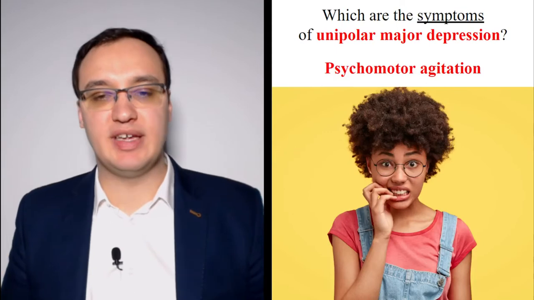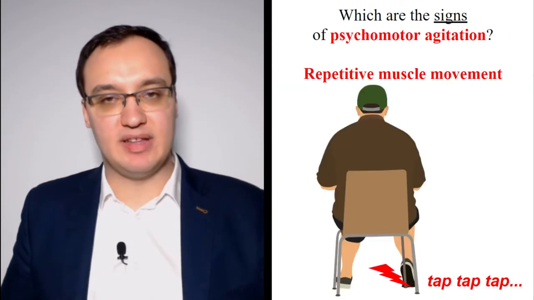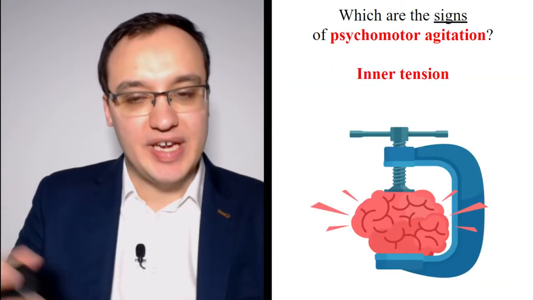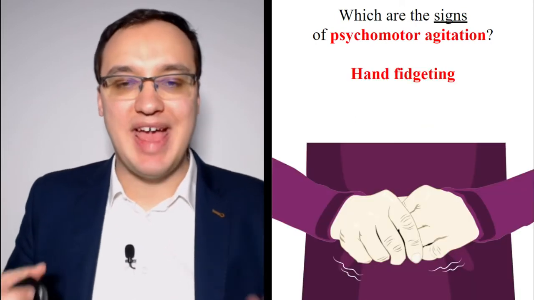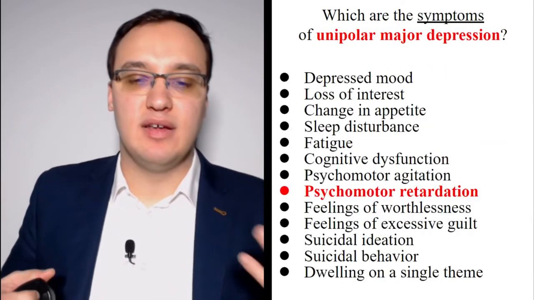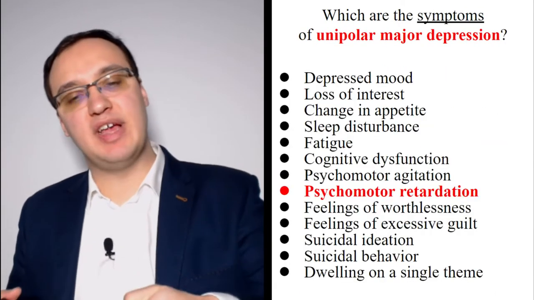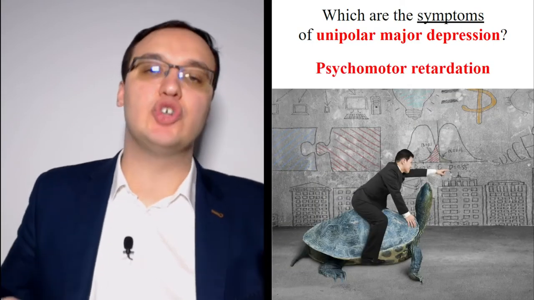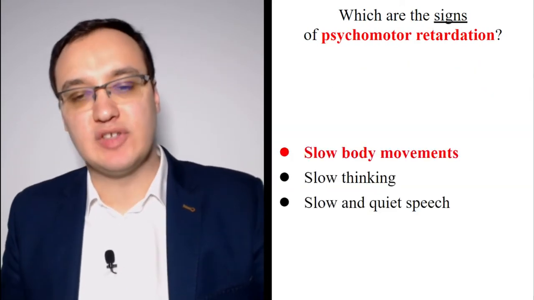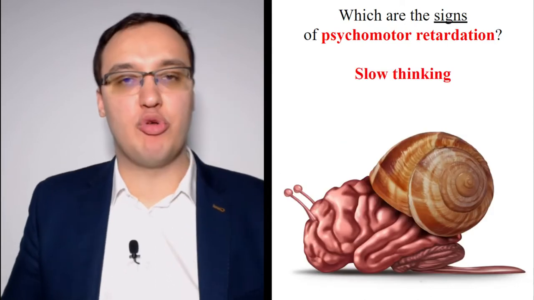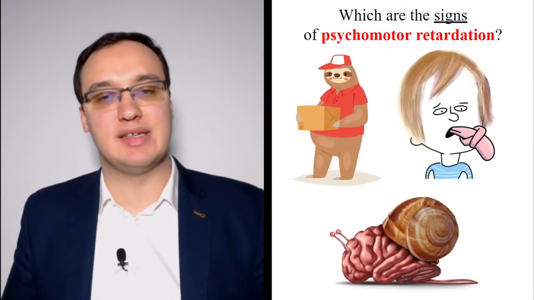Then we have psychomotor agitation. Here we have repetitive muscle movements. We have inner tension in your body. You have hand fidgeting, and the opposite being psychomotor retardation, meaning you're too slow. Okay, so you have slow body movements, slow thinking, slow and quiet speech.